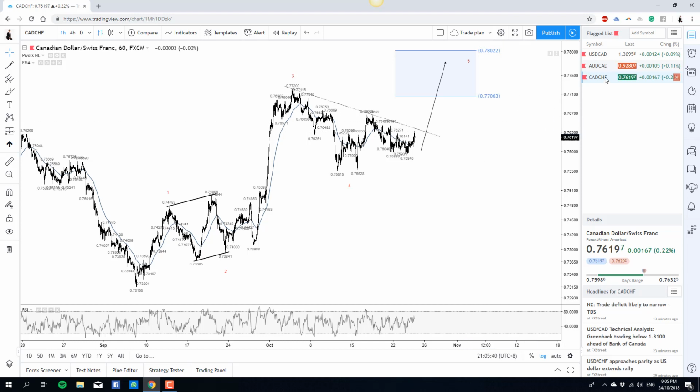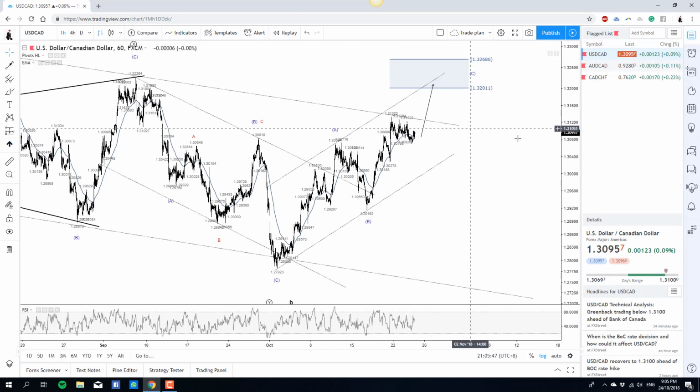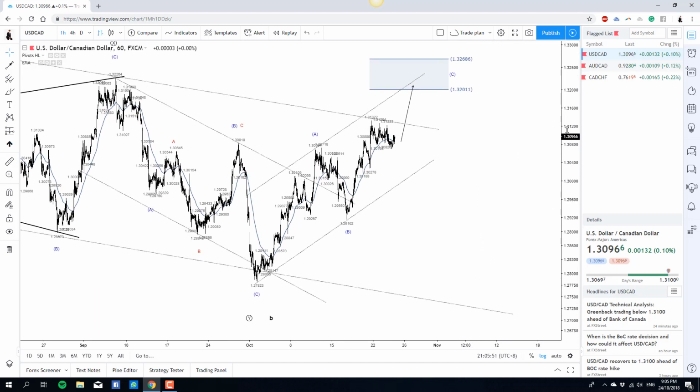Okay, so overall here with these three pairs, what is the play going into this particular news event? Of course, you can put in a straddle strategy, which means that you put in a potential buy setup for the Canadian, at the same time put in a potential sell.